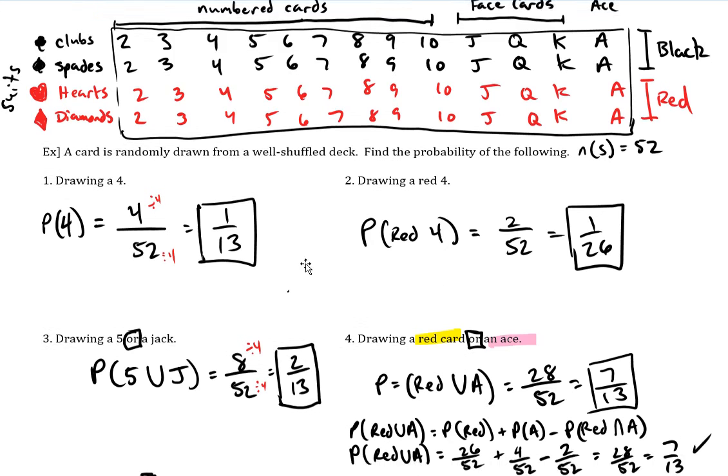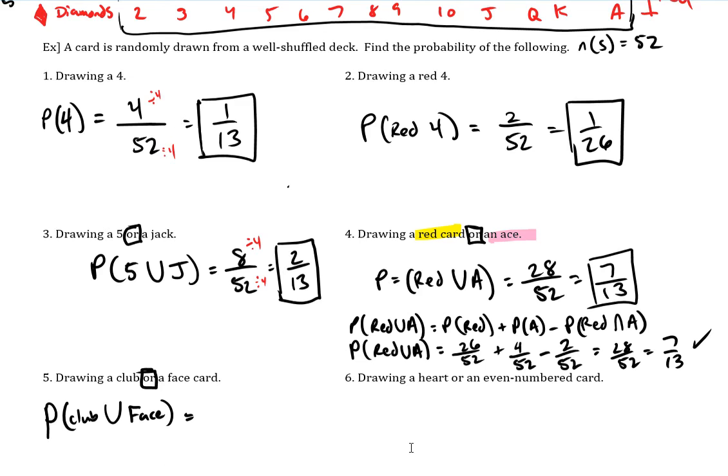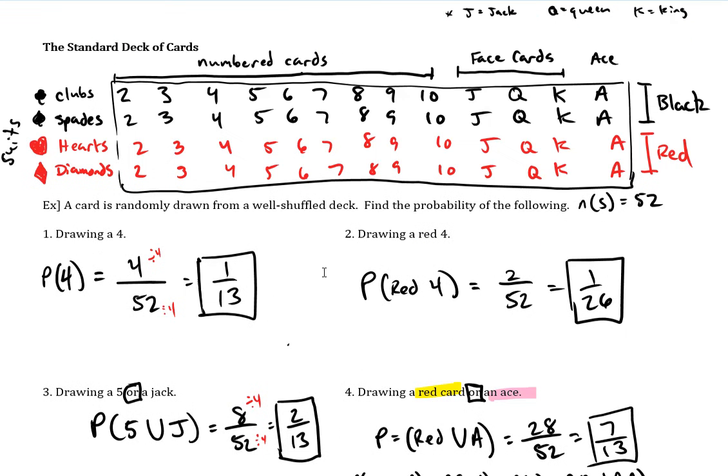Okay, so we are looking, and here's a little trouble with this video. I have to scroll a little bit. So club or a face card. Okay, so the clubs, here they are. There they all are. And then or a face card. Let's do that in pink. So our face cards are these ones here.